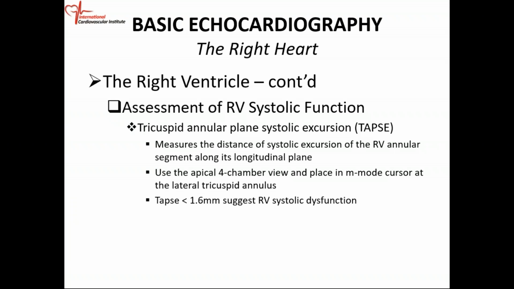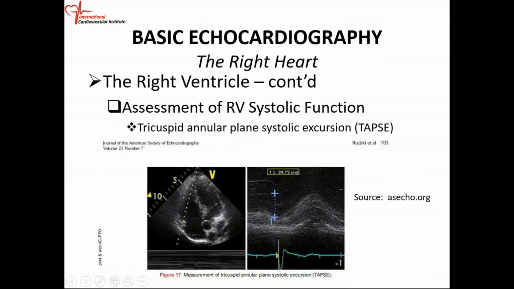So use the apical four-chamber view. Place your M mode cursor at the lateral tricuspid annulus, and the number we use now is 1.7. So anything less than 1.7 suggests RV systolic dysfunction. So TAPSE is done like this. Apical four-chamber view, cursor is at the lateral tricuspid annular plane. You press the M mode button. So your ECG is right here.